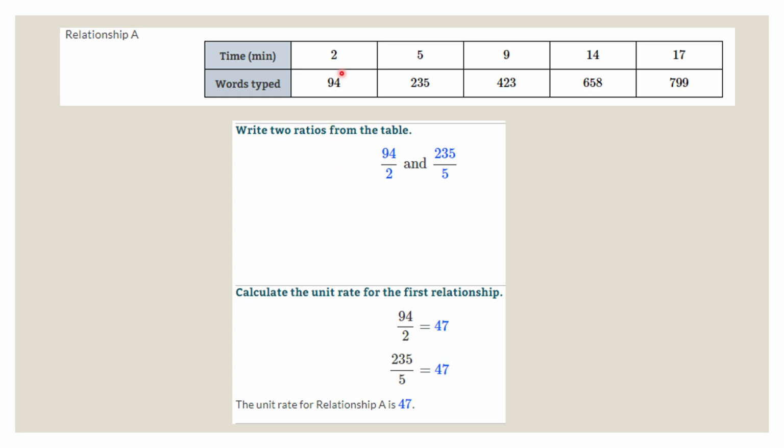So I have my first ordered pair of 2, 94, and remember I put my y value on top and my x value on bottom. And then I have my second ordered pair of 5, 235, but I have my 235 y value on top and my 5 x value on bottom. Divide these through, it's division in disguise, guys. Try it now. You're going to get 47 for each of them. That means that the overall unit rate for relationship A is 47.